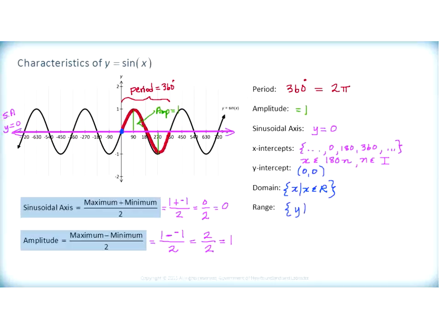The range, on the other hand, when you literally put your finger on the y-axis, note that the smallest value that y can be is -1, and the maximum value that y can be is +1. So we state the range as y such that -1 is less than or equal to y, which is less than or equal to +1, and y belongs to the set of real numbers. So these are the characteristics of the graph of y equals the sine of x using degree measure.